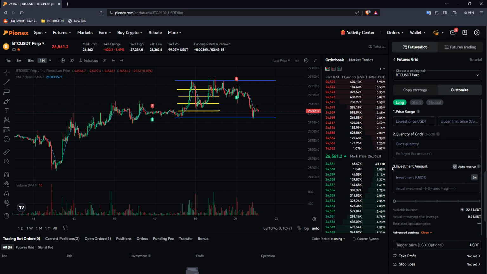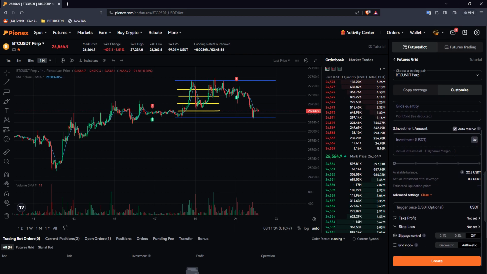With the investment amount, you guys can put in the amount that you want to invest, right? And as I said before, if you have more grids, then the investment amount will be higher. If you have fewer grids, then the investment amount will be lower. You guys can check or uncheck the auto reserve function as I have mentioned before.